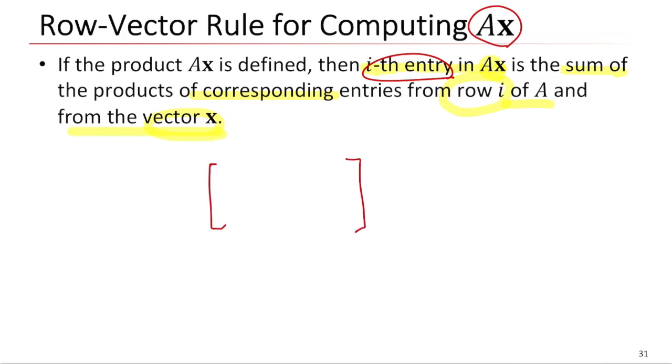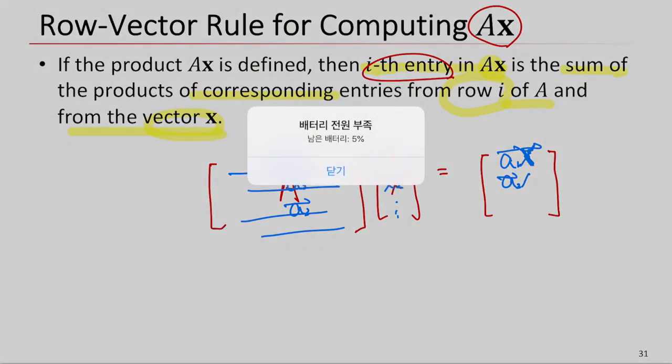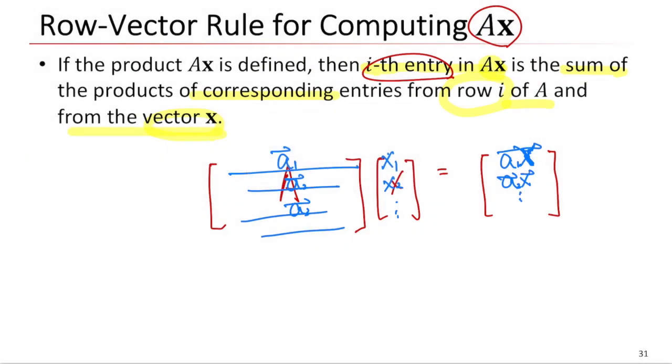Okay, we have a matrix A and a vector X. Then the output of A times X will be, let's say this is some row vector like this, and this is x1, x2, and in this case A1 times x1, just multiplication like this. So this is the row vector rule for computing AX.